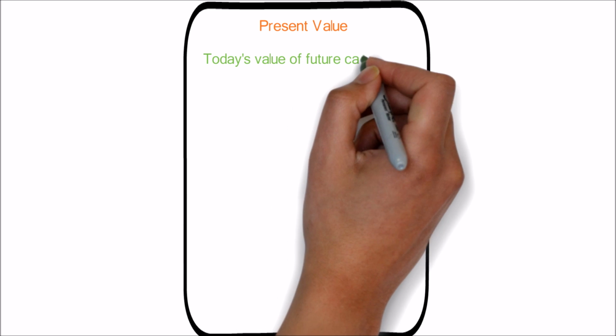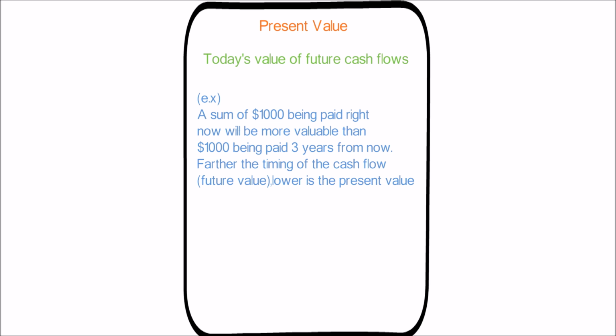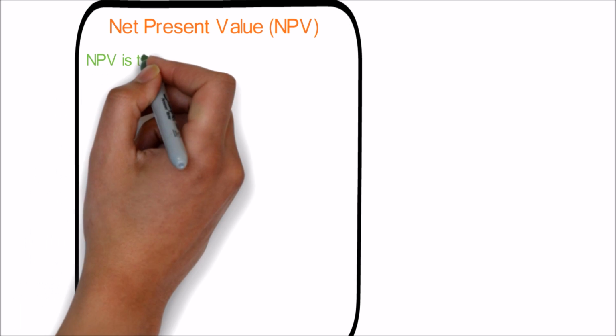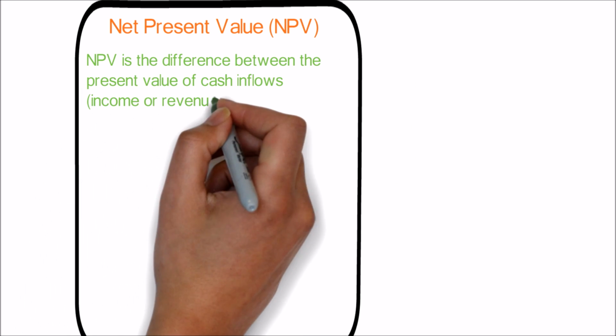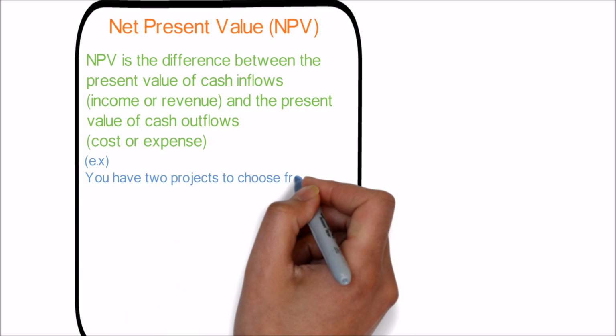Present value. Today's value of future cash flows. Example. A sum of $1,000 being paid right now will be more valuable than $1,000 being paid 3 years from now. Longer the timing of the cash flow, lower is the present value. Net present value. NPV is the difference between the present value of cash inflows, income or revenue, and the present value of cash outflows, cost or expense.